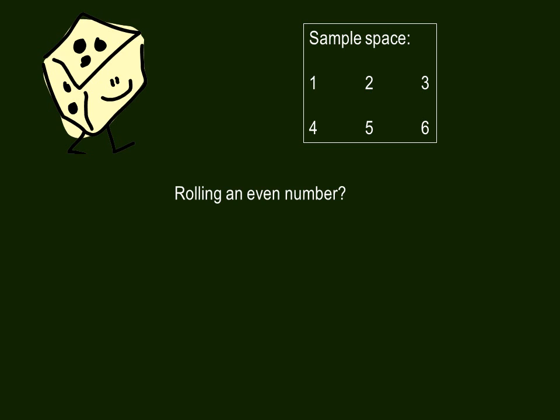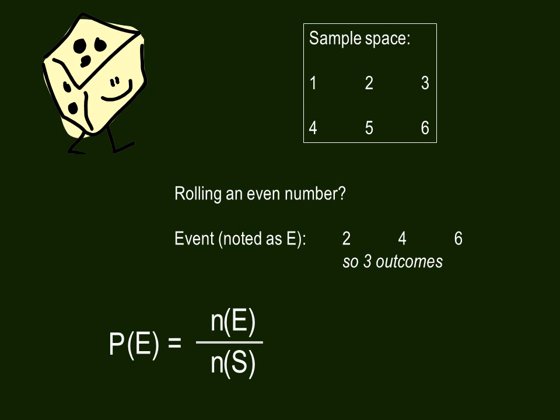Now, how about the probability of rolling an even number? Well, in our event, again noted as capital E, we have 3 possible outcomes: rolling a 2, a 4, or a 6. So in our formula, N of E becomes 3, which we divide by 6, the number of outcomes in our sample space. So we have 3 chances out of 6 of rolling an even number. We can easily simplify this into 1 chance out of 2.